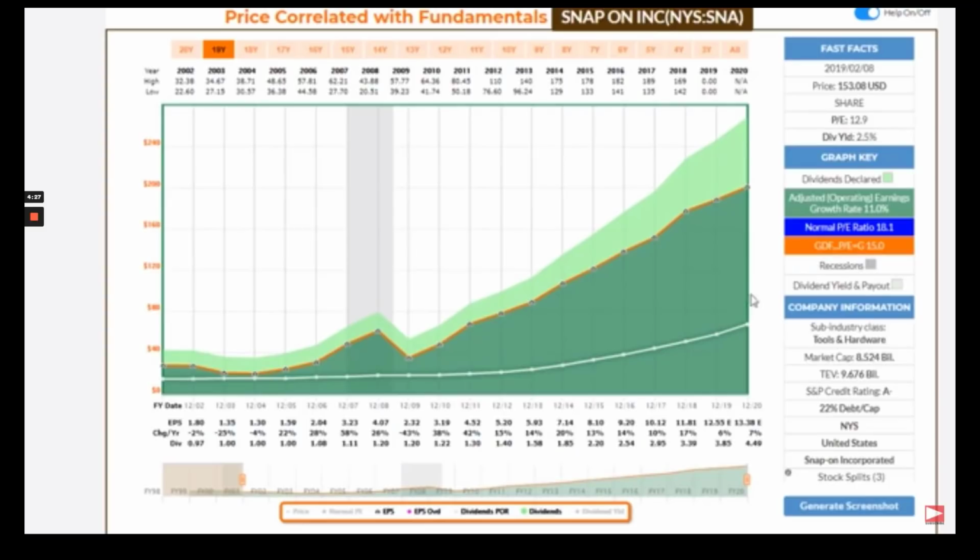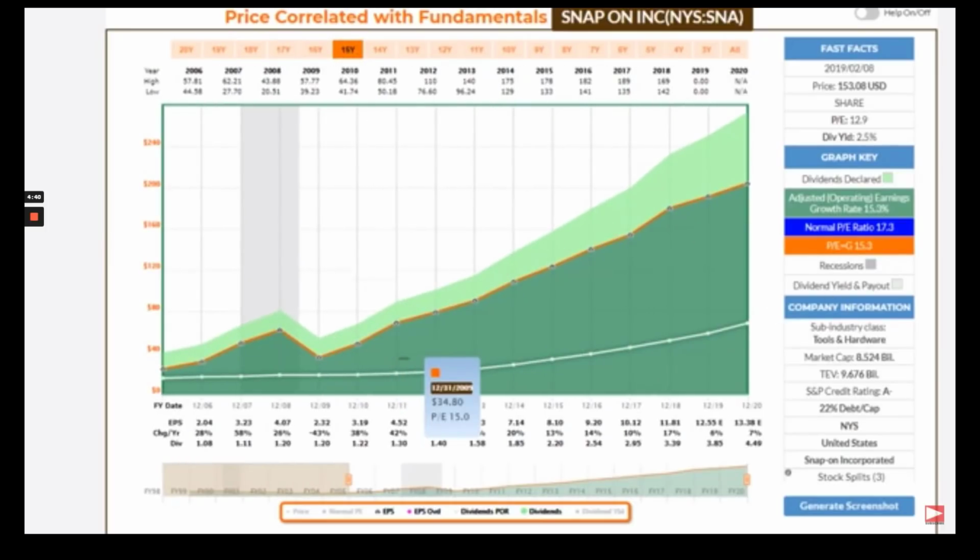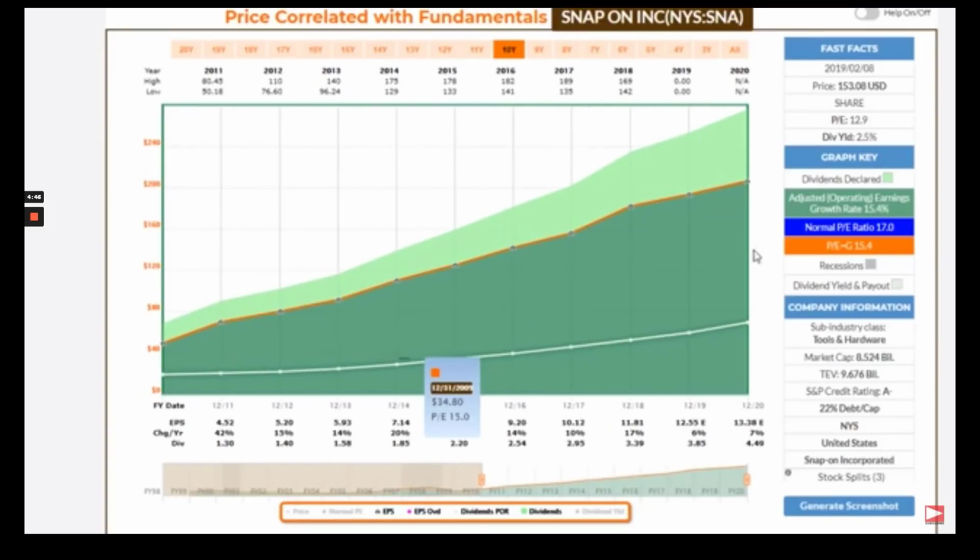It's got a pretty good record of growth. Earnings growth since 2002 has averaged 11% a year, as you can see here in the Fast Facts box. And this is something else that I do. Once I start with a longer term graph, I tend to shorten the graph. And I want you to notice here that the earnings growth rate actually increased. If I shorten the time frame from 2006, I cut some more time off, and it's sitting around 15%.